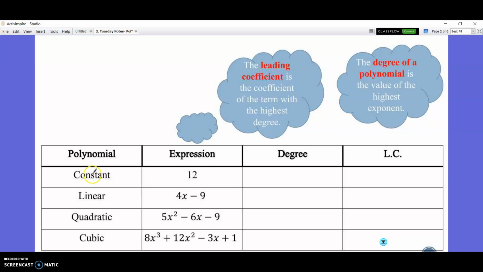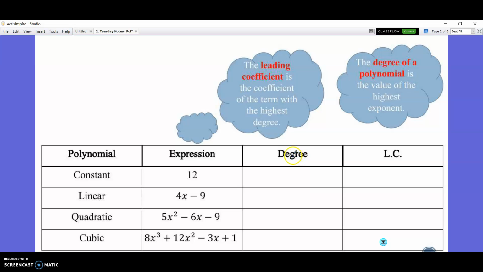And then we'll talk about some vocabulary here. The leading coefficient is the coefficient of the term with the highest degree. The degree of a polynomial is the value of the highest exponent. And when we talk about highest exponent, we're talking about the exponent of our variables. So here in our chart, we have a constant, which is just like a number. Any number like 12 could be -12, could be 4, -4.